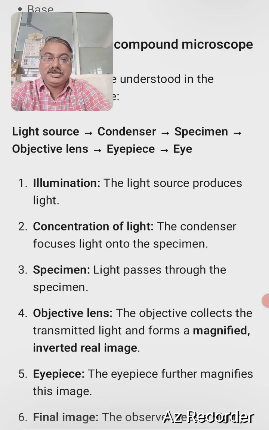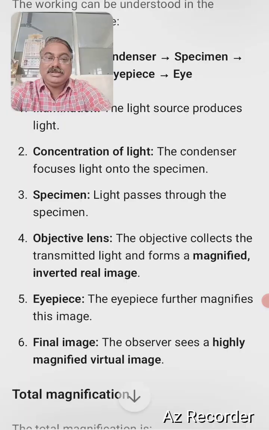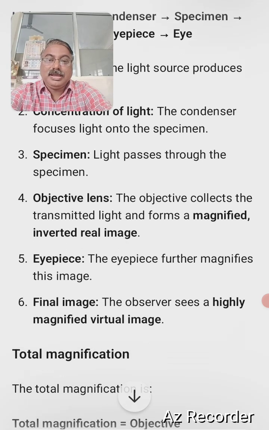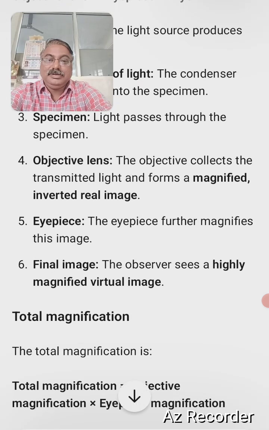Specimen: light passes through the specimen. Objective lenses collect the transmitted light rays and form the magnified and inverted real image. The eyepiece further magnifies this image, and the final image which is observed is a highly magnified and virtual image.